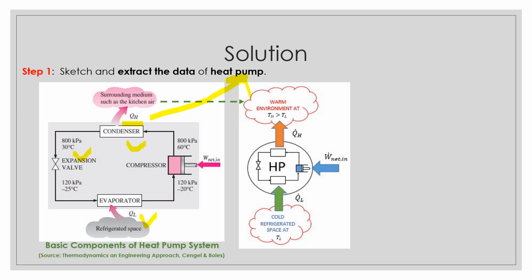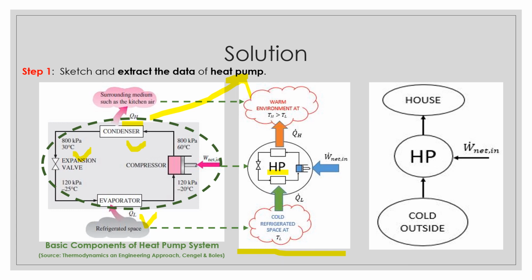Warm environment. The components of the refrigeration system or the heat pump can be simplified as this small circle, the HP heat pump, and the cold refrigerated space. We also can simplify this diagram into these sketches according to the question. For example, the warm environment refers to the house. The heat pump will remain the same with the work net in, and the cold refrigerated space refers to the cold outside based on the question.